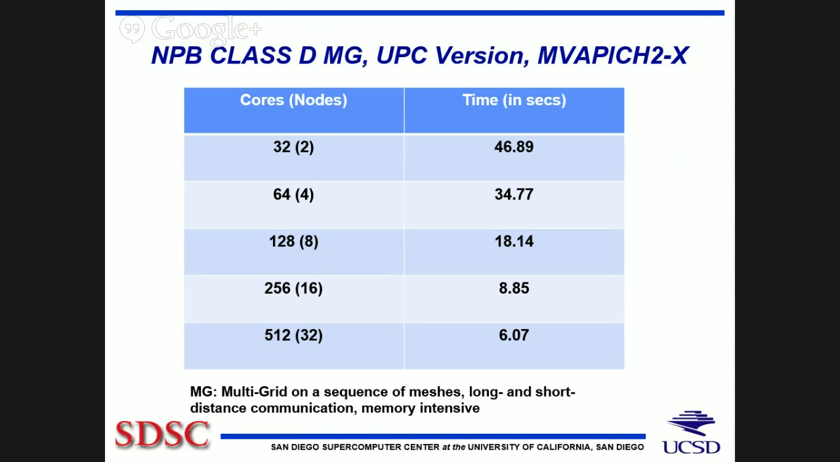Again, NAS parallel benchmark class D. This is a multi-grid case, so you have a sequence of meshes, and communication is both long and short distance. This is pretty memory intensive. I think on this benchmark I was using probably more than half of the memory on each of the nodes. And if you look at the results, we are doing pretty well in terms of scaling, even going out to 512 cores, which is actually on a remote switch on Gordon.